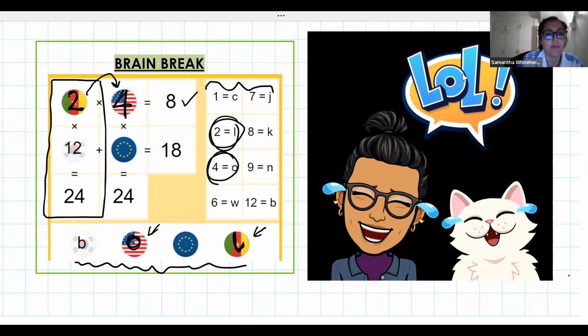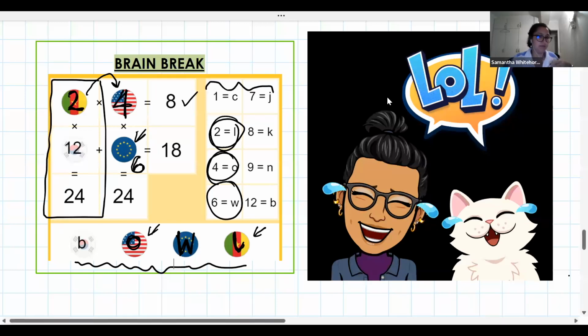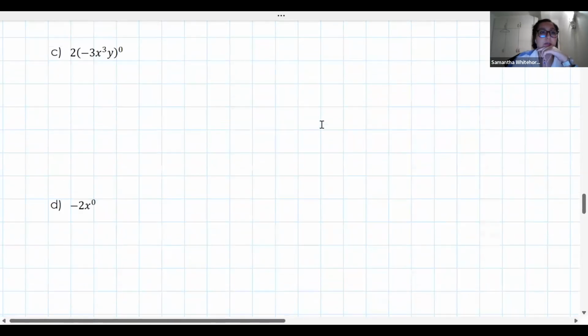So we've got BO. This flag over here, we know we've got 12 plus something gives me 18. That would be 6. And so we fill in the letter for 6, which is W. So the word that you should get is bowl. Like a bowl that you eat out of. Right, so that's just a little brain break. Those of you who are confused, brain break is just quite literally what it says. It's just a little break before we carry on with our work. Right, which is exactly what we're going to do now.